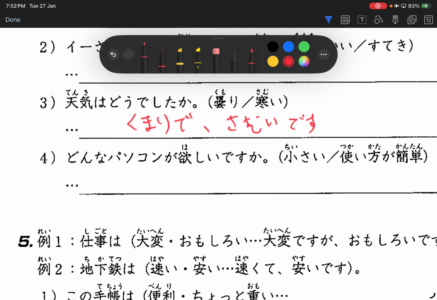Okay? Oh, sorry, we cannot say samui desu because it's past tense, so samukatta. Samukatta desu. Right, kumori de samukatta desu. It's past tense. Can you say samui deshita? No, it's an adjective. Samukatta desu. No samui deshita.